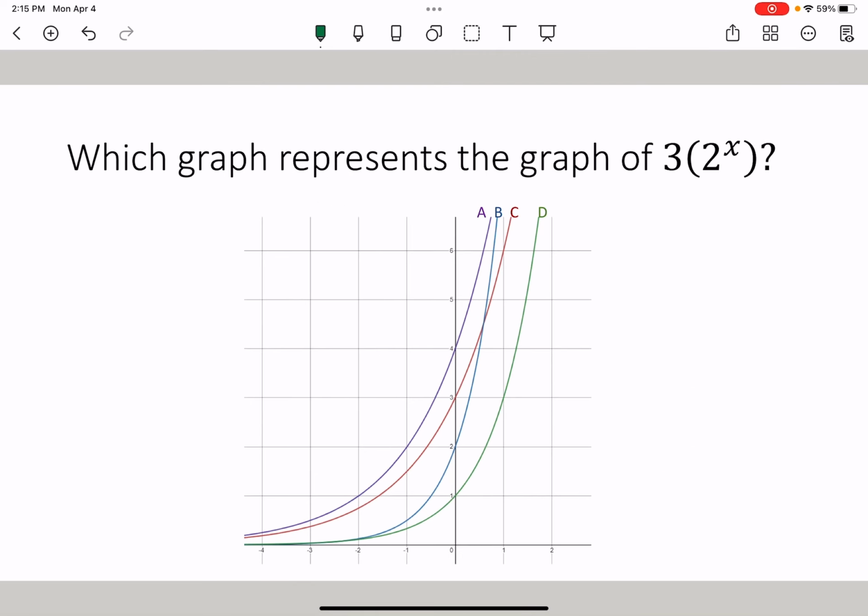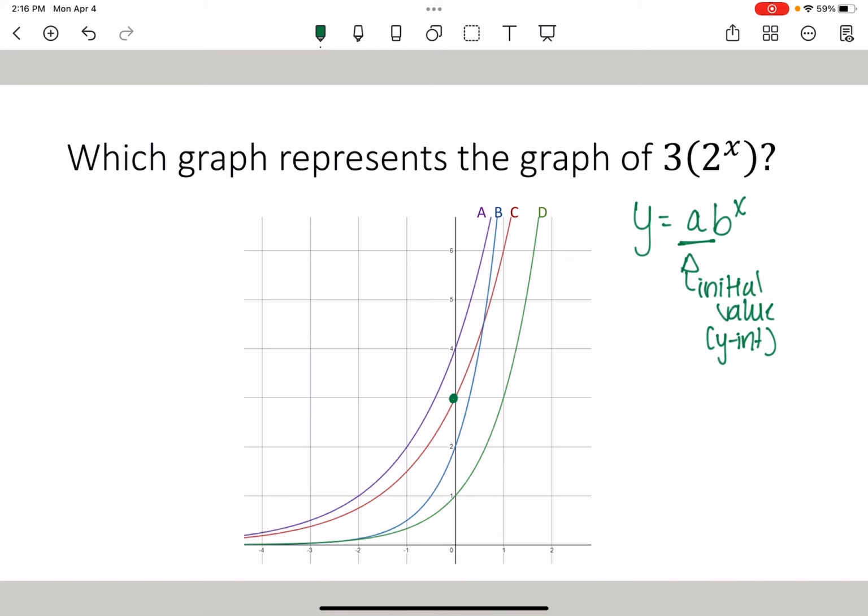So this asks which graph represents the graph of 3 times 2 to the x. So remember, we have an equation in y equals a times b to the x form. So that a is going to represent the initial value. Okay, so that initial value is going to be the y-intercept. So if we look at the graph, the one that has a y-intercept of 3 is actually the graph of C. But let's double check another point to make sure.